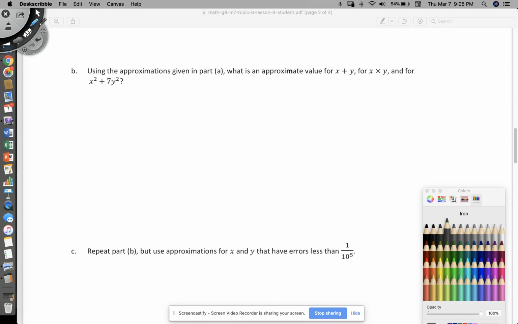All right, so we're going to take those numbers that they gave us. I'm going to rewrite them here because it's up on the other screen. For x, they wanted us to use 0.670, and for y, they wanted us to use 0.849. All right, so now we're going to fill them in. We're going to add the two numbers, then we're going to multiply the two numbers, and then we're going to square and multiply those numbers. So let's just start by doing the x plus y.